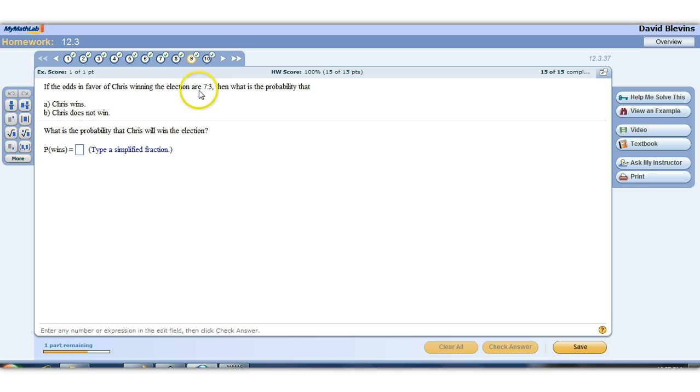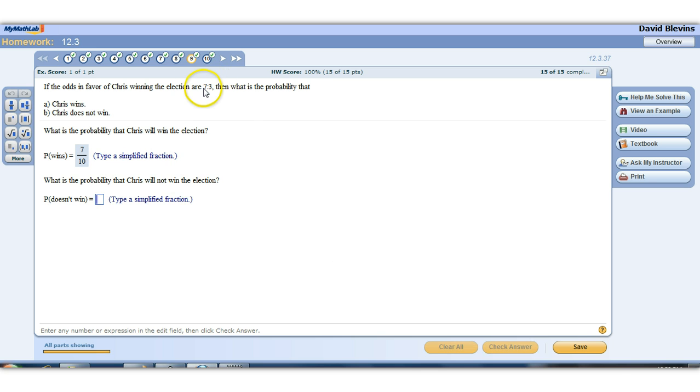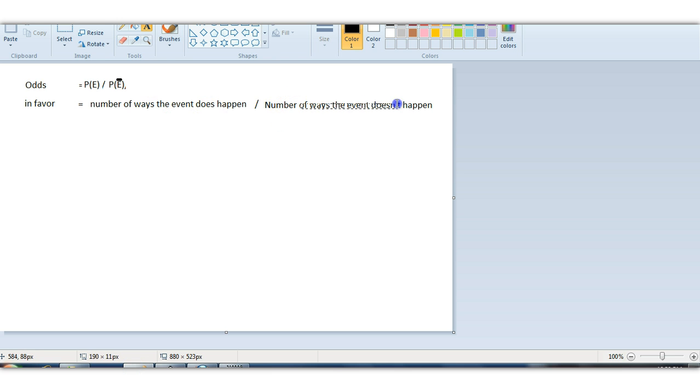It's that 7 from here, and we're going to divide it by the total number of outcomes. For probability, remember, probability is the ways that the event could happen divided by the total number of outcomes. So 7 to 3 odds would mean the numerator is 7, the denominator is 7 plus 3, which is 10. The 10 comes from adding these two numbers together. Now the probability he doesn't win comes from the 3. Remember, the 3 here stands for the number of ways the event does not happen.